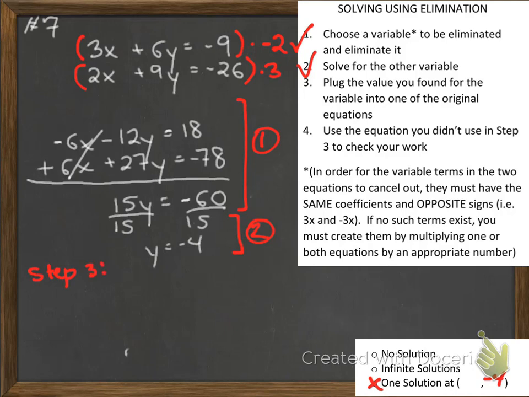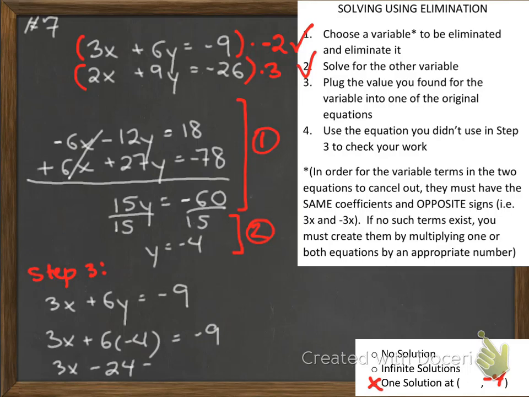Remember, in step 3 you can use either equation. Again, I always go back to my original equations before I multiplied them by anything else. So for no particular reason, I'm just going to use the first equation. I don't really have a preference either way. So I'm going to put negative 4 in place of y. So we have 3x minus 6 times negative 4, which is negative 24, equals negative 9. And we need to add 24 to both sides.